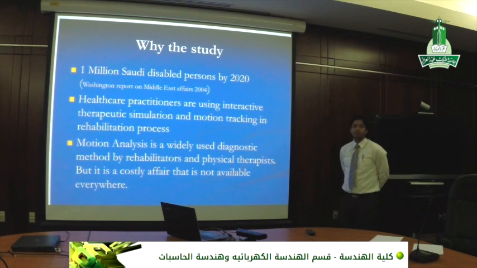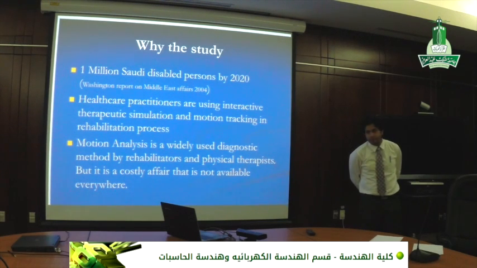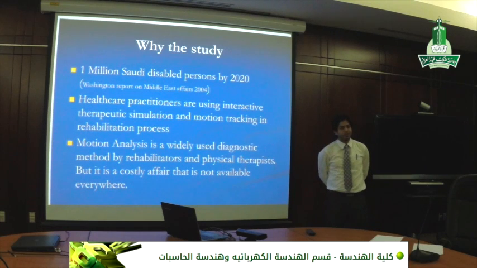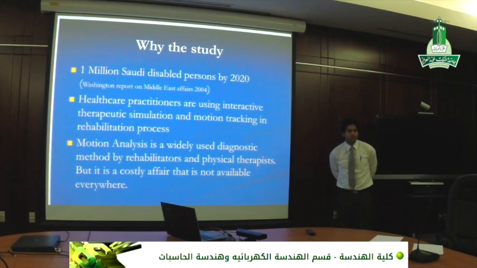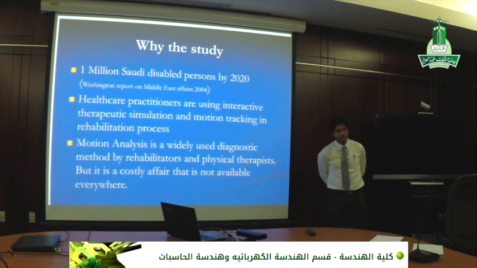Okay. And before we proceed further for our study, for my defense, we need to know why we are conducting this study and why this thesis came into the picture. There will be 1 million Saudi disabled patients. That's quite disheartening to hear by 2020, as per Washington Report on Middle East Affairs 2004.